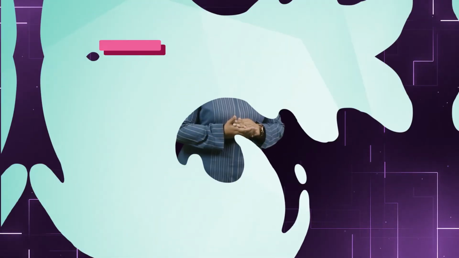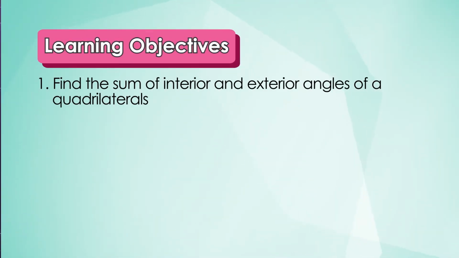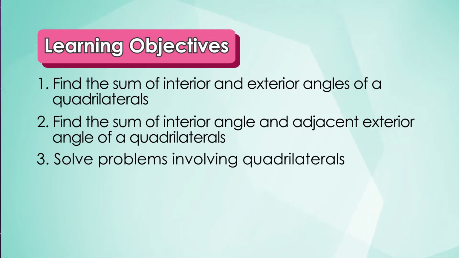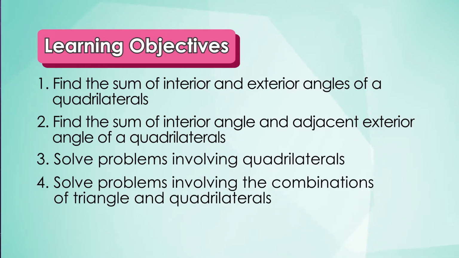Firstly, let's look at the learning objectives for today's lesson. By the end of today's lesson, you should be able to: first, find the sum of interior and exterior angles of a quadrilateral. Second, find the sum of interior angle and adjacent exterior angle of a quadrilateral. Third, solve problems involving quadrilaterals. And lastly, solve problems involving the combinations of triangles and quadrilaterals. Are you ready for the lesson? Yes, of course you are.